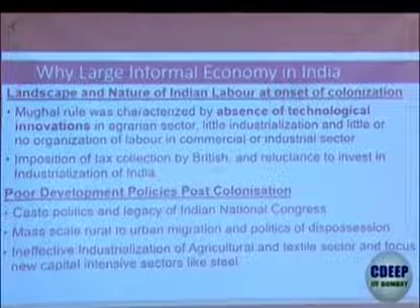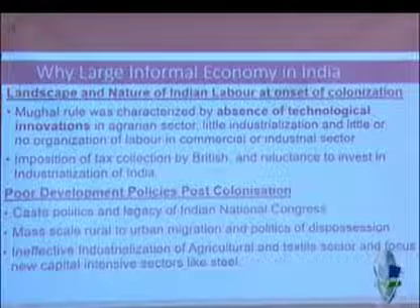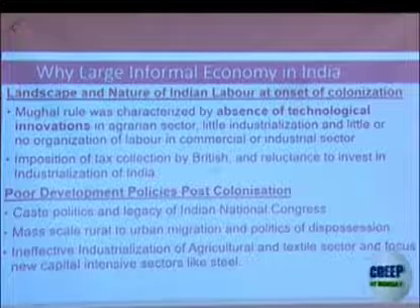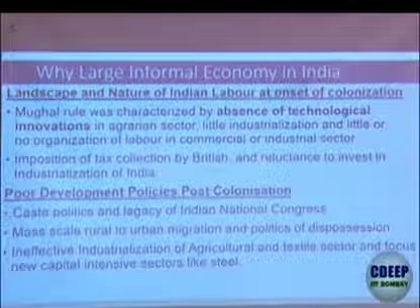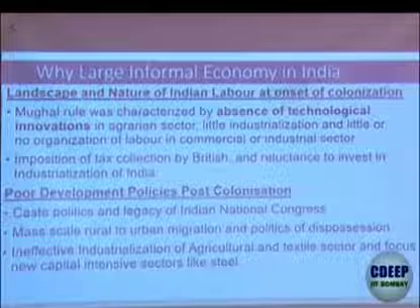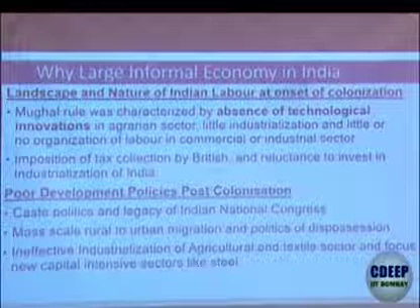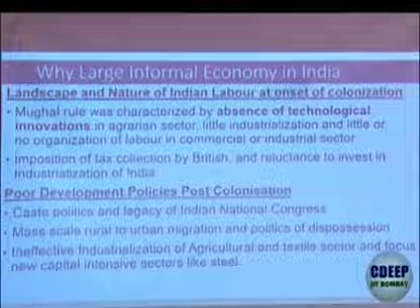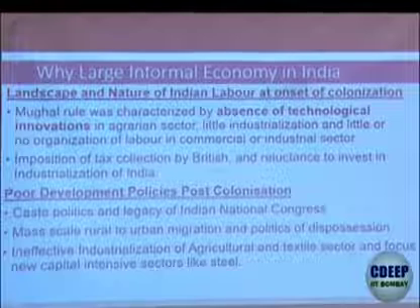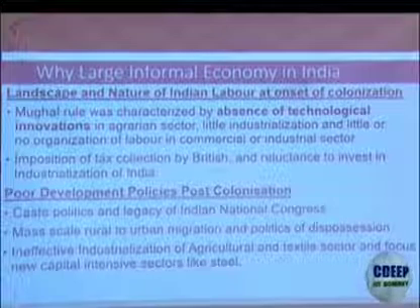Another reason that contributes to such a large informal economy in India is the landscape and the nature of Indian labor at the onset of colonialization, that is with the British rule. Before the British, the Mughal rulers were ruling, and there was a complete absence of technological innovations in the agriculture sector.